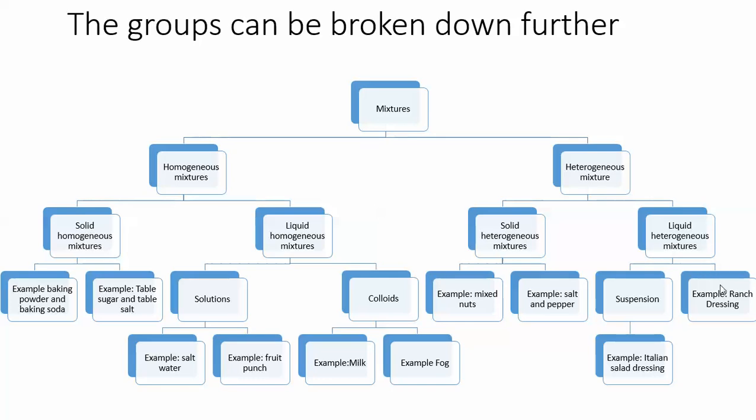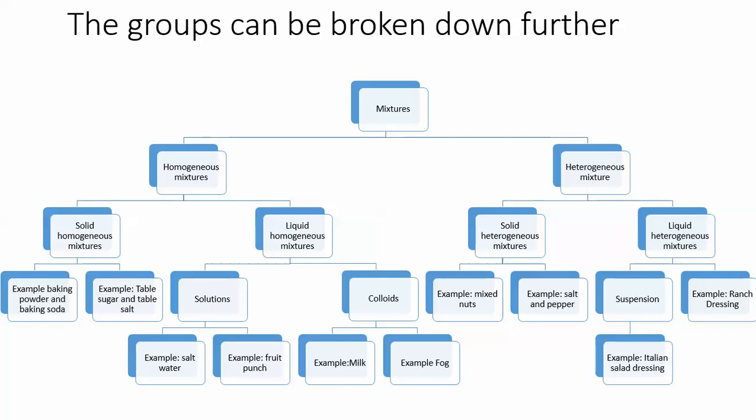The other type of liquid heterogeneous mixtures that don't necessarily fall into suspensions easily would be that example of ranch dressing, where it pretty much stays mixed. We don't really have to shake that ranch dressing necessarily, but we can tell the flakes of herbs from the creamy other stuff.